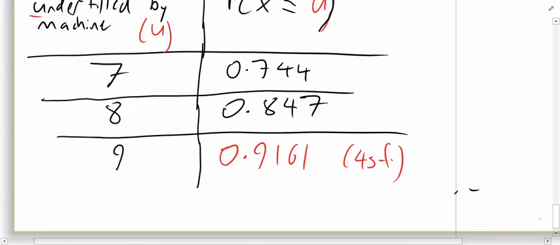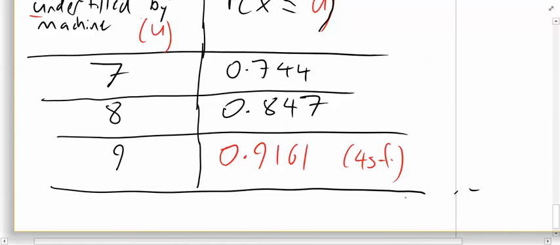So that means the number of bags that would be underfilled by the machine in an hour, at least 90% of the time, would be 9. So 8 or less are underfilled 84.7% of the time. 9 or less bags are underfilled over 90% of the time. So 9 is our critical value.